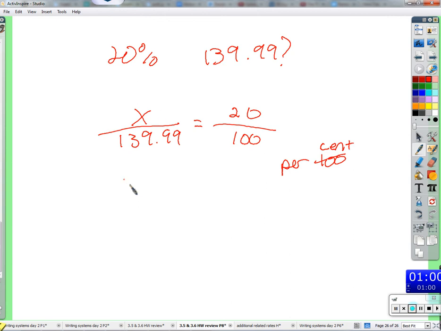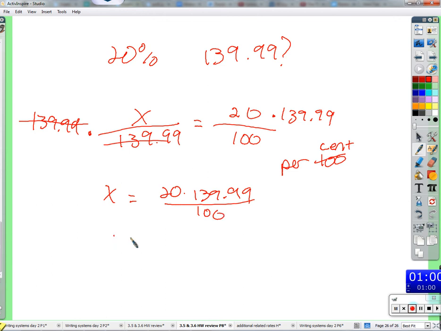Okay, so some x to $139.99 is equal to 20 over 100. How would you solve this equation? Dimitri? I would do 20 times 139.99 divided by 100. Oh, you could multiply both sides by $139.99, and then divide by 100. So x equals 20 times $139.99 over 100, or x equals 20 over 100 times $139.99.